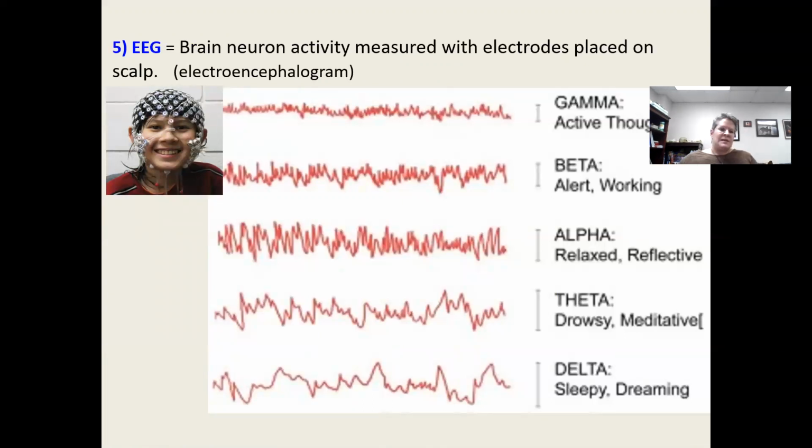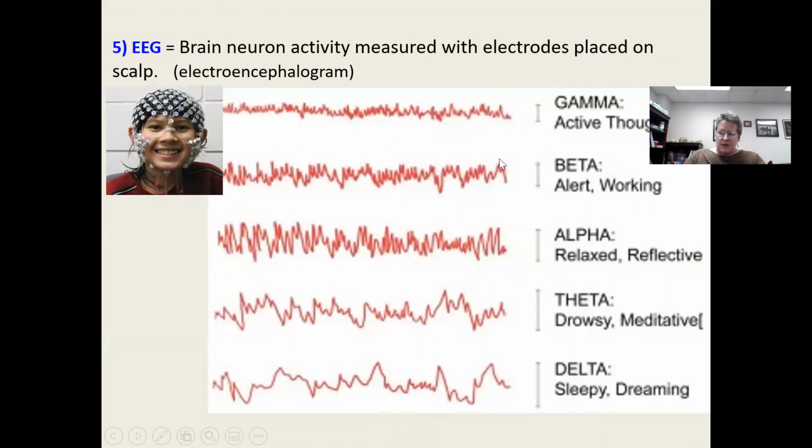Okay, the last imaging technique is an EEG. Now, this could be used in a sleep study clinic or when they suspect that there might be some other problems in the brain. And you don't have to memorize this, but you wear a cap with all these sensors, and then you have the patient actively awake, thinking, maybe talking or working, and then when they're relaxed, and then when they're sleepy or meditative, and then when they're in deep sleep breathing. Those waves are going to look a little different. So look at the gamma one, okay? Short, little, very frequent waves when you're actively thinking.